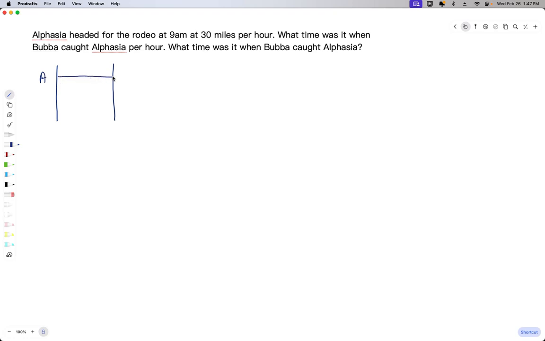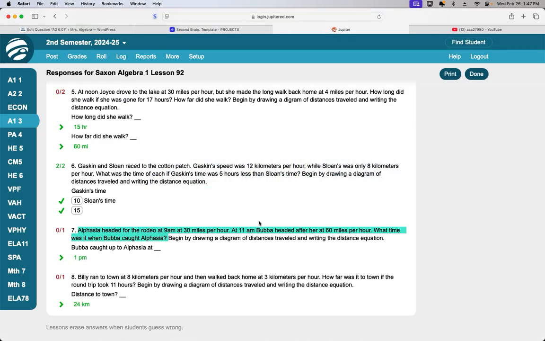She's headed to the rodeo and she's going at 30 miles per hour. Okay, that's where she's headed. What time was it when Bubba caught Alphasia? Hang on, there is some information missing. What happened? Oh, I see what it is. It didn't copy all of my stuff here.